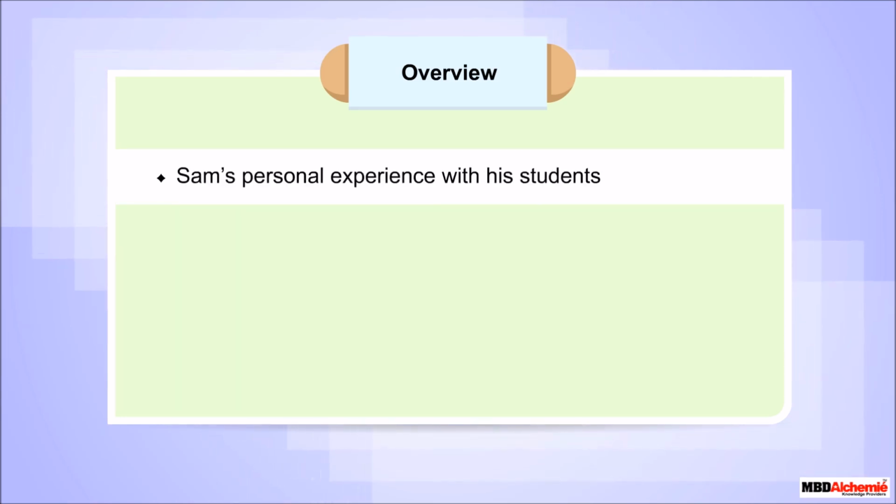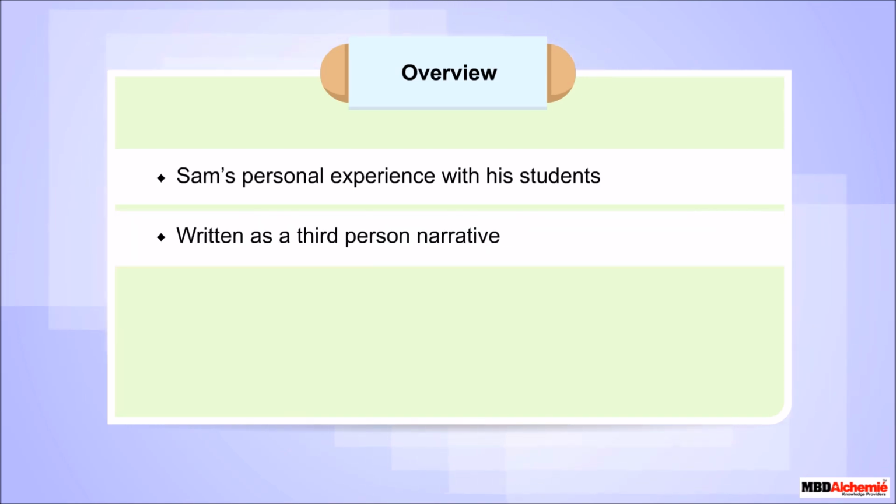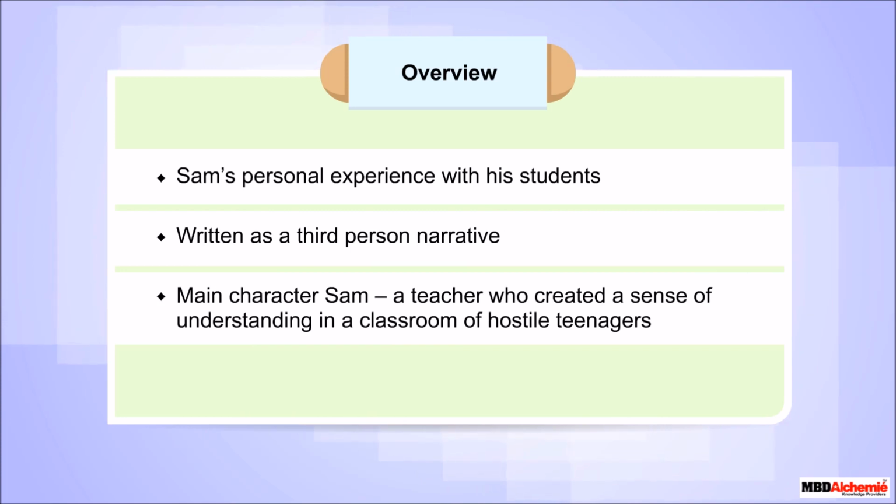Now that we have carefully read the text, let's try to understand what the passage is about. After reading the passage, we can easily conclude that the passage is about Sam's personal experience with his students. It is written as a third-person narrative. The main character, Sam, is a teacher who created a sense of understanding in a classroom of hostile teenagers. We therefore have an overview of the passage. Now let's move over to the questions.